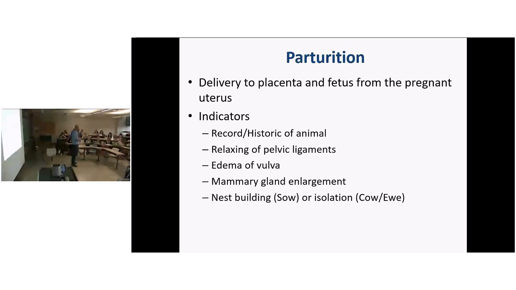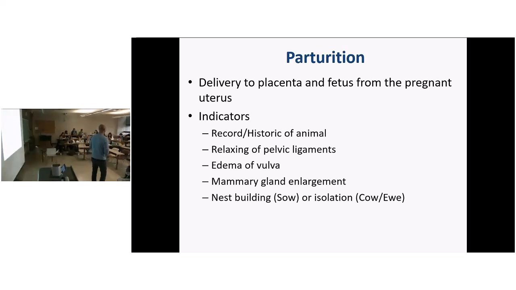So you can do a few things in preparation for it. A lot of the indicators we will use, outside the actual knowledge that this animal will have the parturition within a few days, is that, one, obviously, you're going to have the enlargement of the mammary gland in the days prior to parturition, okay?